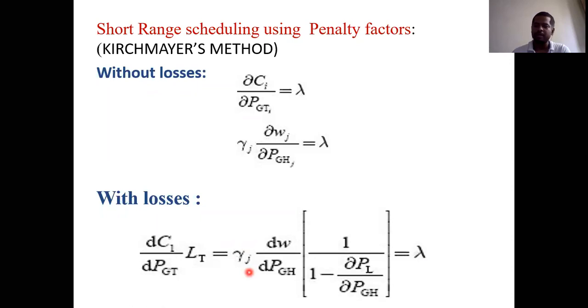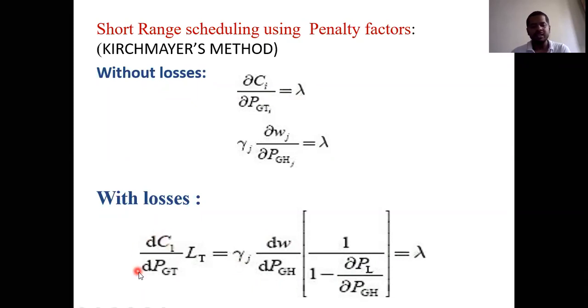And what is the formula for the penalty factor? That is 1 by 1 minus ∂PL by ∂PS. Everything is the same, except for one difference: one more parameter comes into the picture in the case of the hydropower plant. Already I told you the meaning of gamma and the significance of gamma.